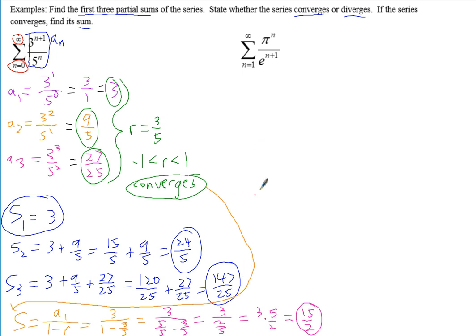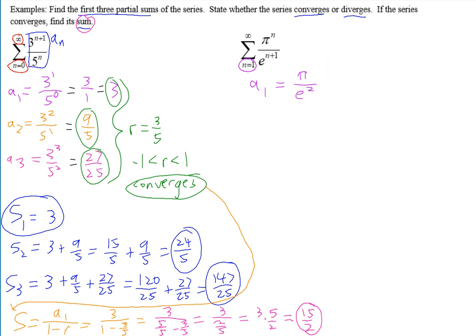Okay, so the next one here, we just found its sum right there. This one just happens to have pi and e in it. So again, let's find the first 3 terms, and then it'll help us see the common ratio. This time the starting number is 1, not 0. So we'd plug in 1, so it'd be pi over e to the 1 plus 1, which is e squared. So there's your first term.